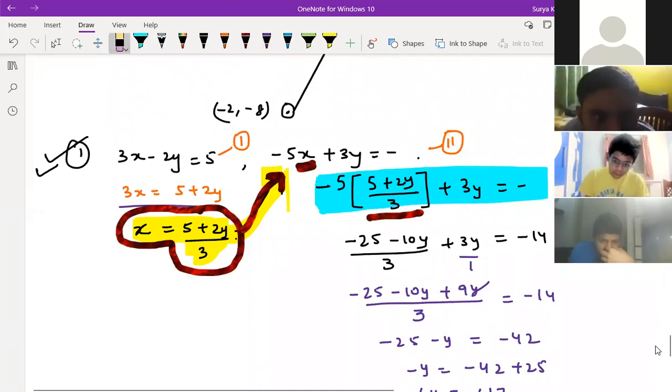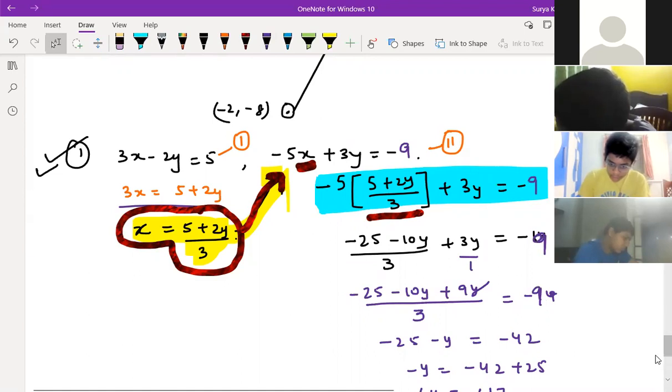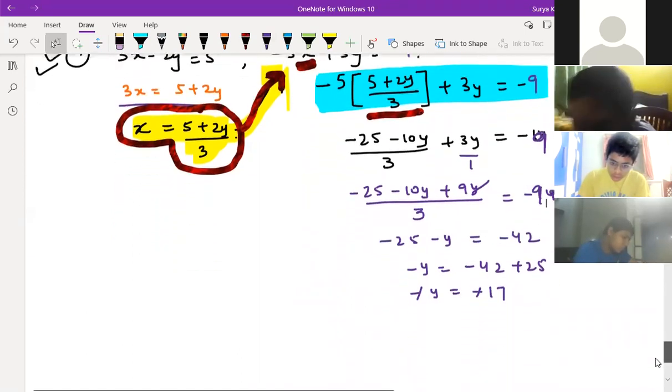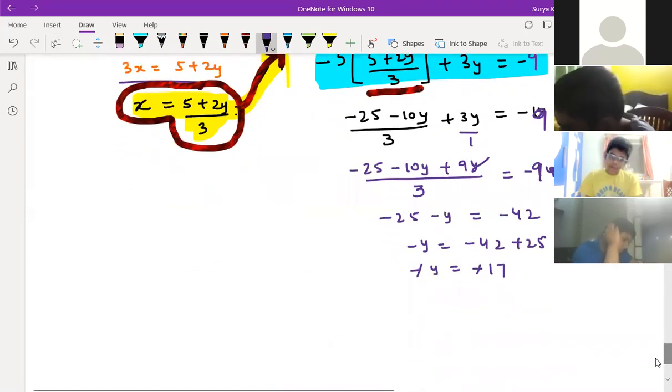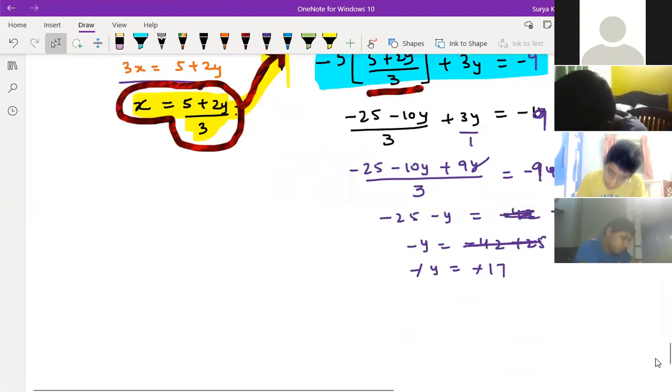Here you put minus 9. Sorry, children, I didn't put this correctly. So you put 9 here. Then what are you getting? Minus 27. Minus 9 plus 25. Here it is minus 27, right? So we'll get minus 27 plus 25. So your answer is what? Minus 2. So minus y is minus 2, so we get y is equal to 2, right?